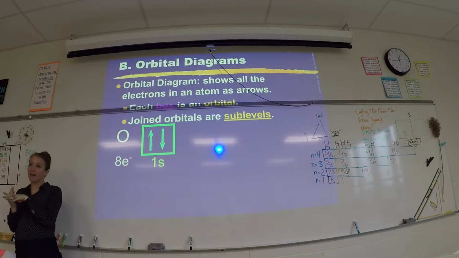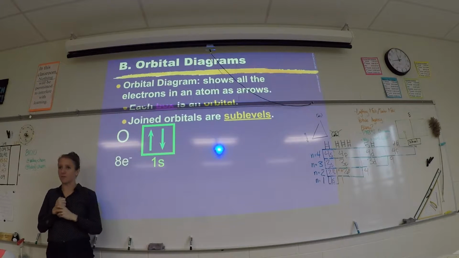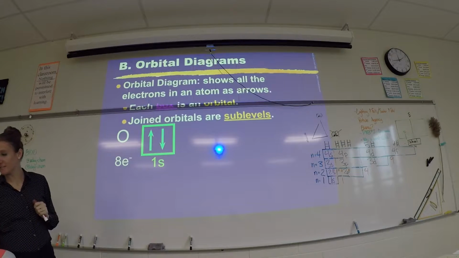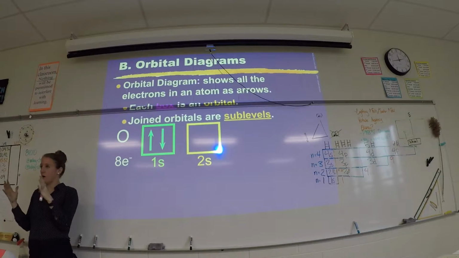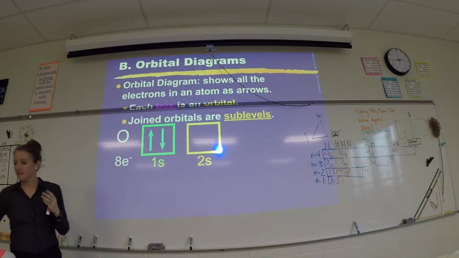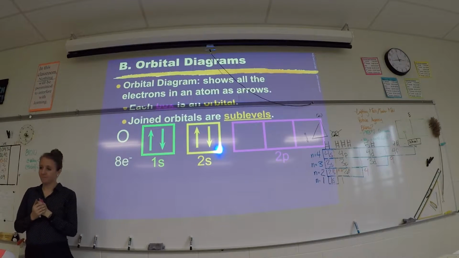For the 2s, would I connect it to this or draw a separate box? Separate box. Why is it separate? Because the 1s is lower, so the 2s is up. Yes, different energy, so we draw a separate 2s box. Same thing, one up and one down.